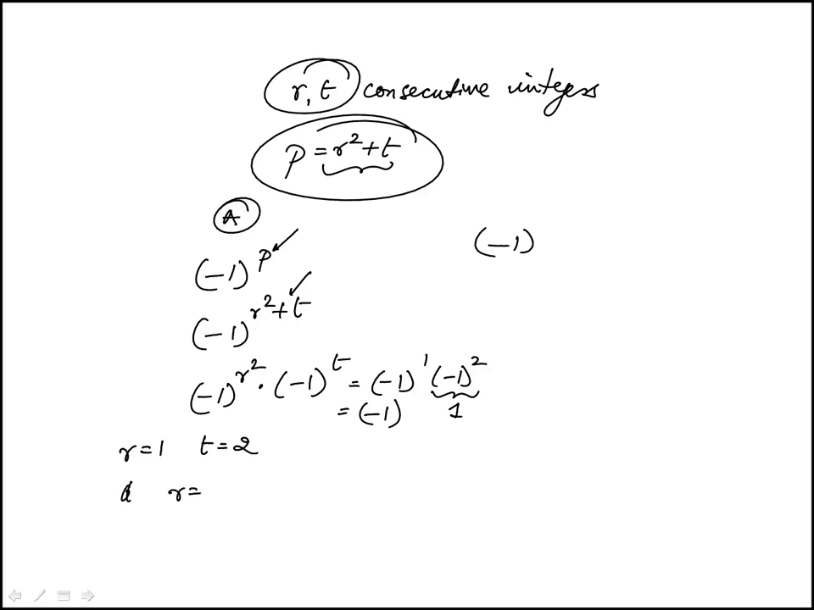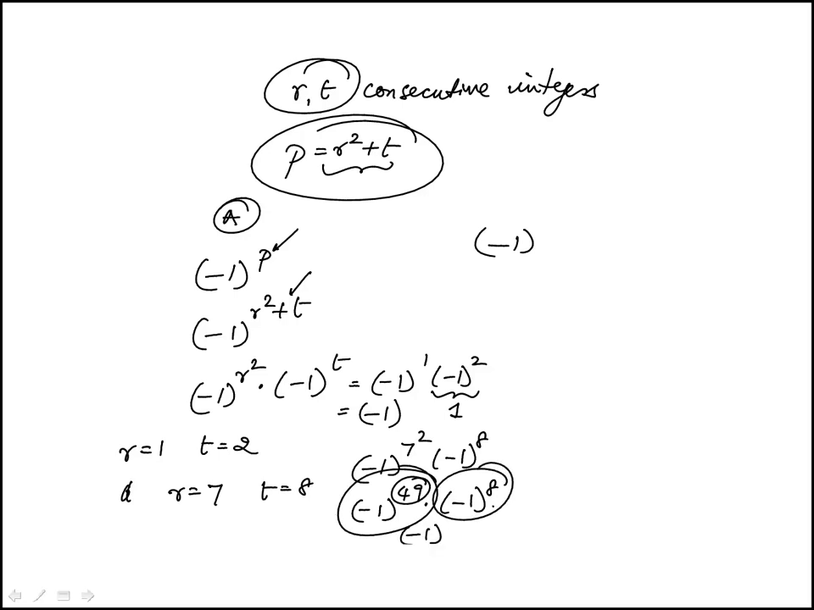If r is, let's say, 7, t is 8, 7 squared, and then this would be minus 1 to the 49. And I think at this point you probably start to see a pattern. This is odd, so minus 1 to the 49 is minus 1. This is even, so that would be 1. So that's minus 1. Now let's see how we can argue this in a more general way.